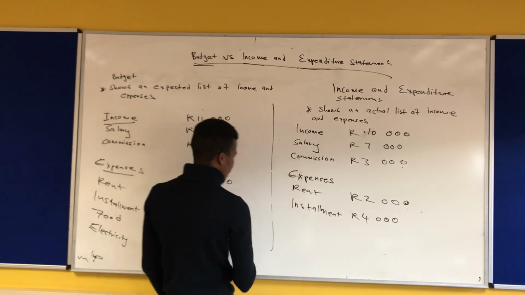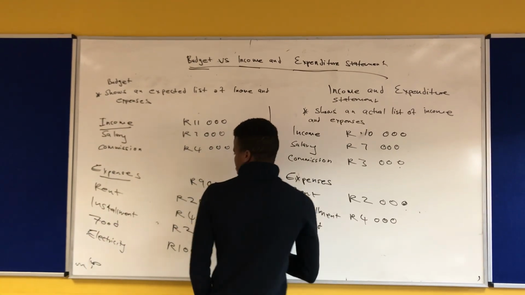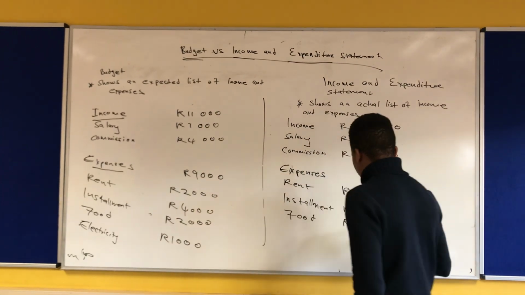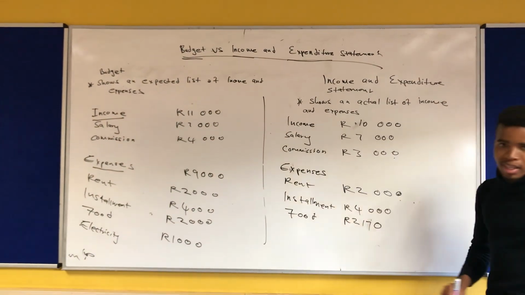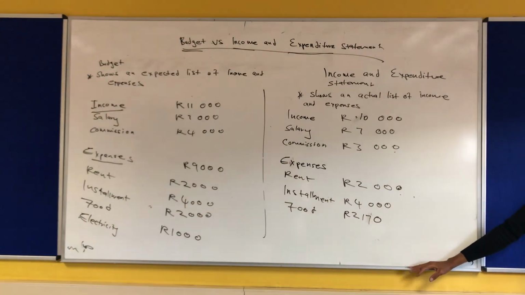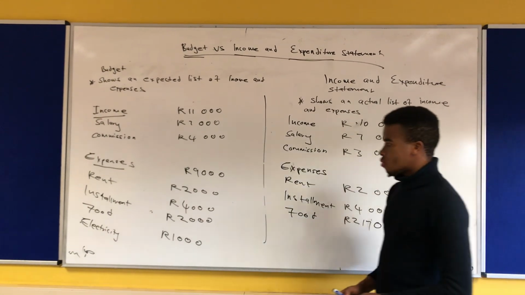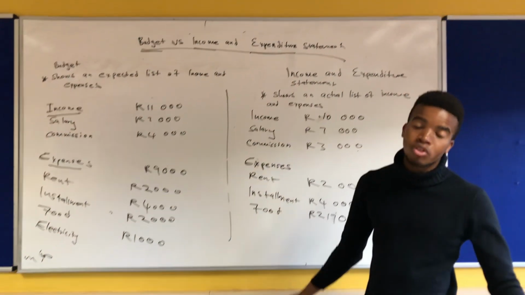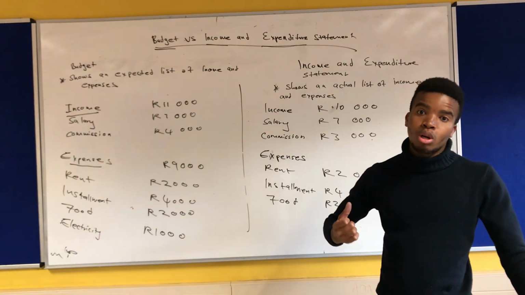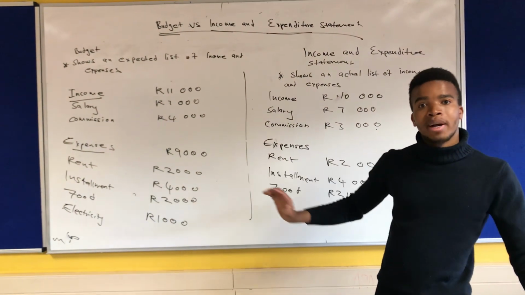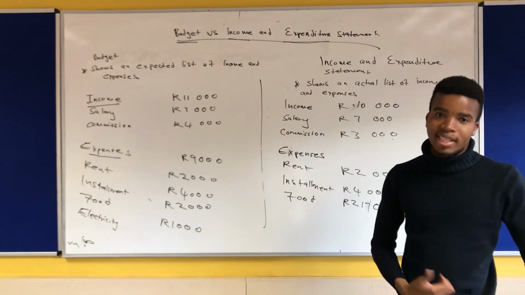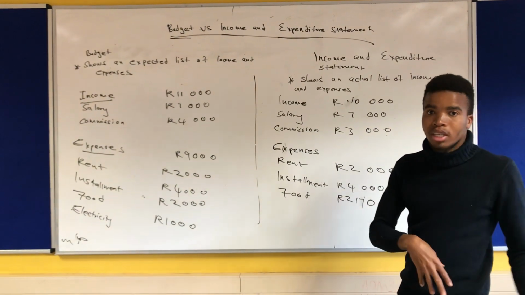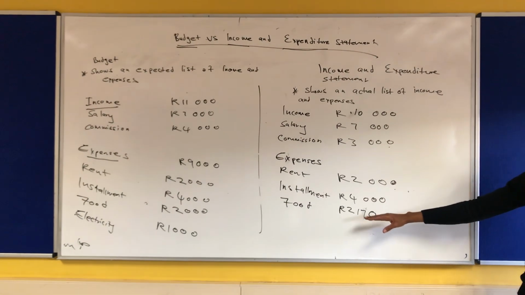Then they said I will buy groceries or food for 2,000, but it appears that they've spent 2,170. So when you see something like this and they ask you why the price of food is different, you must know that the person might have bought items that they did not budget for. They said they will buy food for 2,000, but when they were in the shop, they saw something and they bought it. So that's why the reality states that they've spent 2,170.